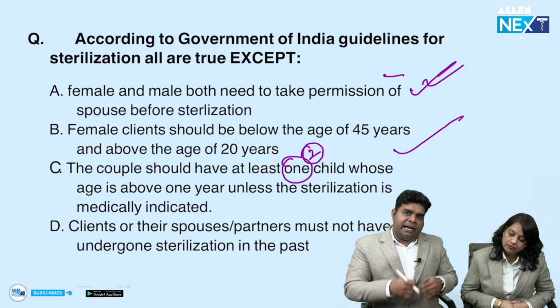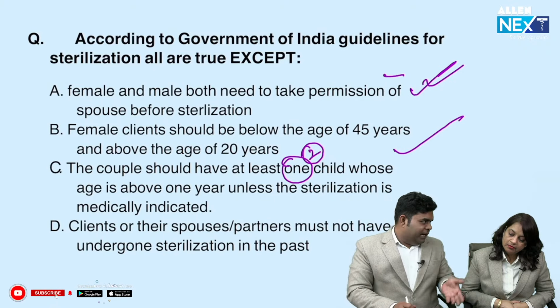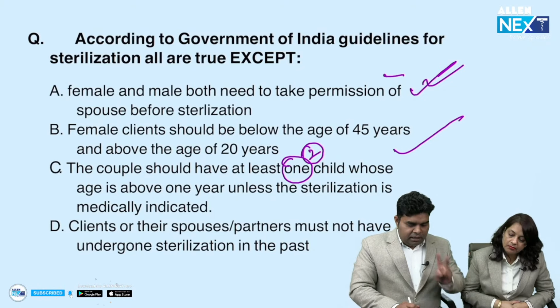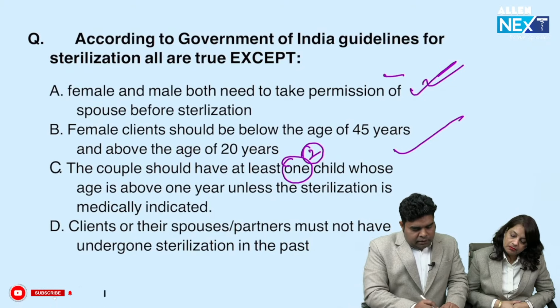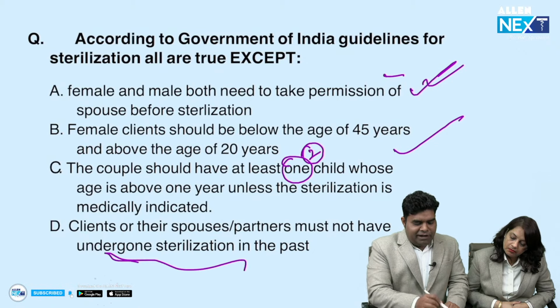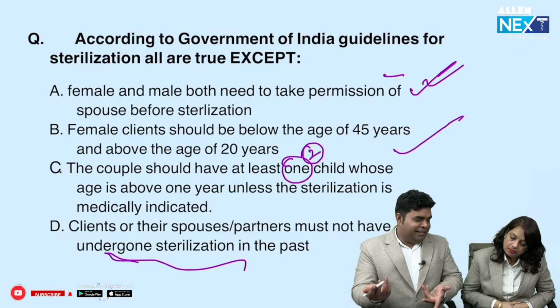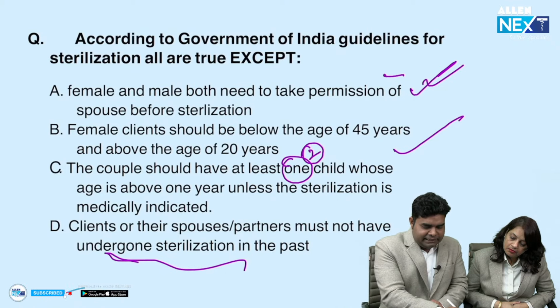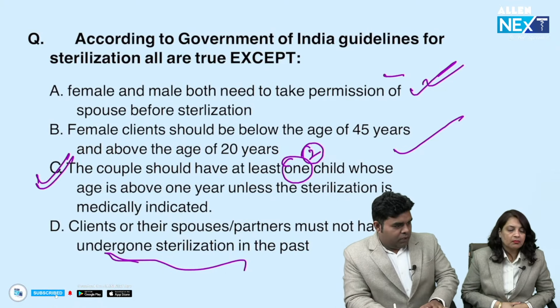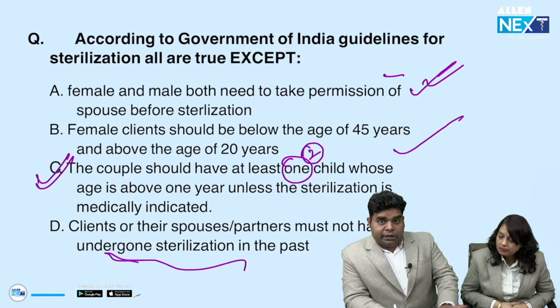Let's say the second child is just delivered, so within 24-48 hours they can go for the tubectomy. But they need to have 2 children. And they must not have undergone sterilization in the past, otherwise what is the use of doing it, of course. So the correct answer is that A, B, D are there, but C is not correct. Okay, sure. They need 2 children.